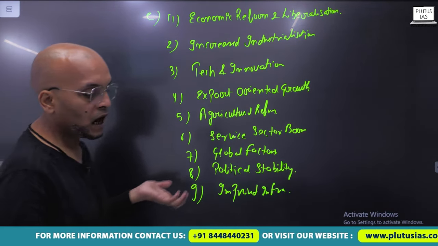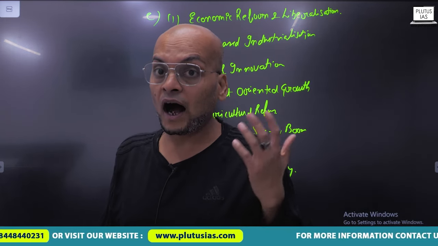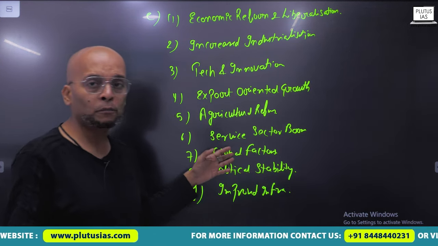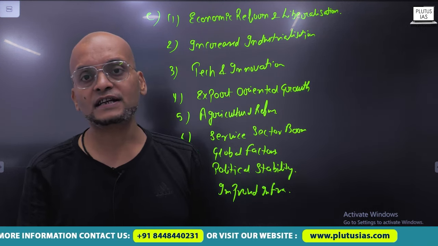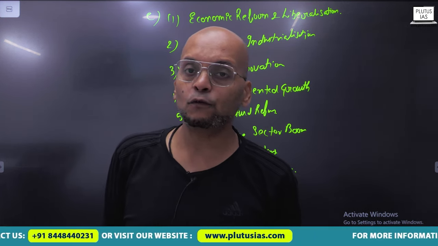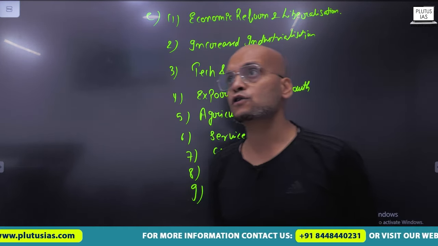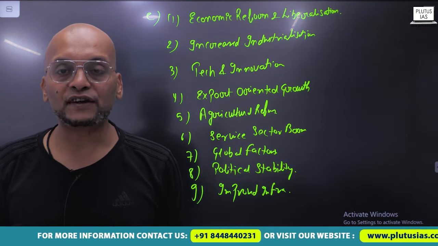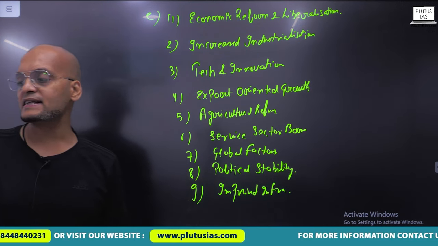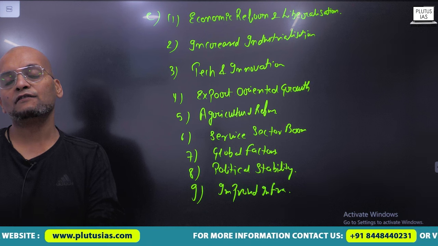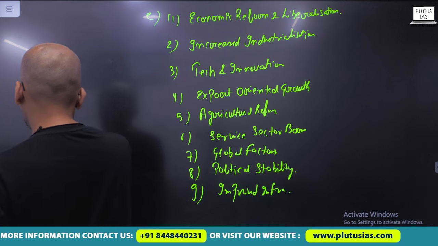So that also gave a push to the economy. Then service sector boom, a new sector evolved, the service sector, and it got a high boom in this period. Global factors, certain global factors you could mention. Then political stability, this was the time of political stability. Indira Gandhi was the prime minister. And improved infrastructure: attention was also laid on improving the infrastructure of the country. This also led to the growth. Understood? So these are the several factors that led to the growth. Understood? Okay, moving on.